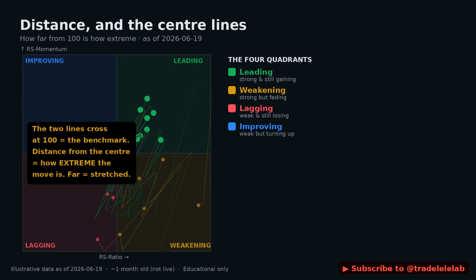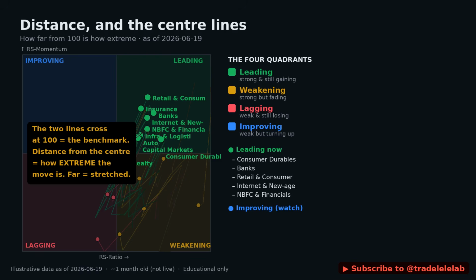Now, distance. The further a sector sits from the center, the more extreme its position. A sector far out in the top right is powerfully leading, but also stretched, and often closer to rolling over. A sector hugging the center is moving roughly with the market. So distance from the center tells you how strong and how stretched a move has become.